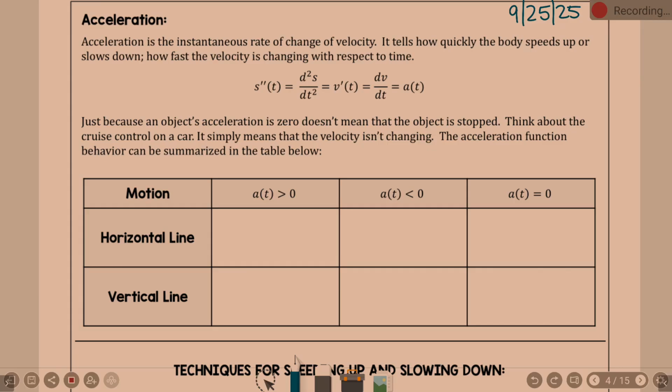When acceleration is positive, what's that doing to a particle? Velocity is increasing. Right, but what's the object doing? Moving to the right. Okay, it's being pushed to the right, yes? So if you have positive acceleration on a horizontal line, it means that the object is being pushed right.